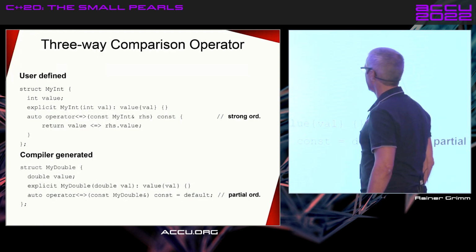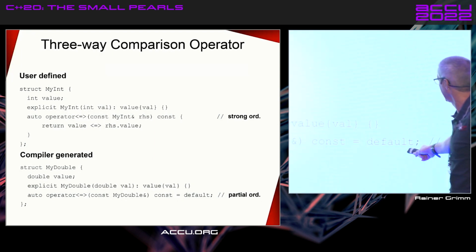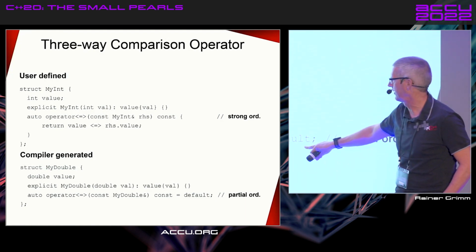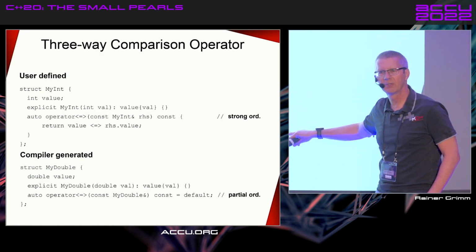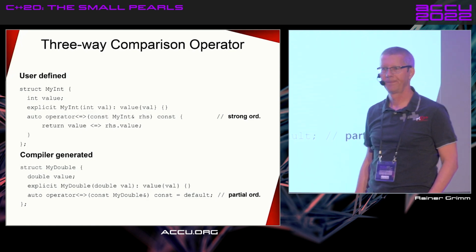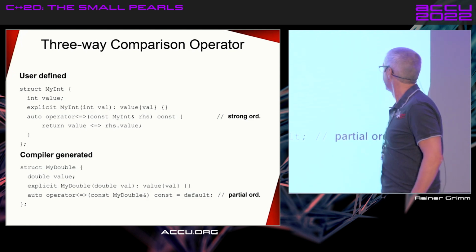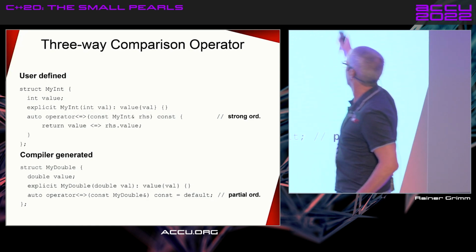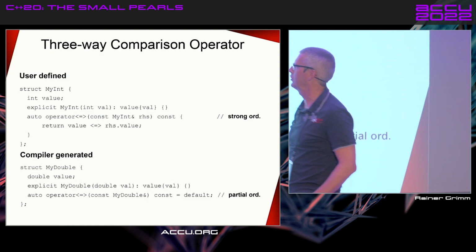But I can also do it in a more lazy way, and I can ask the compiler, please do it for me. Once more, this one is constexpr. This one not, because I forgot it. Okay, this one returns a strong ordering. This one returns a partial ordering.